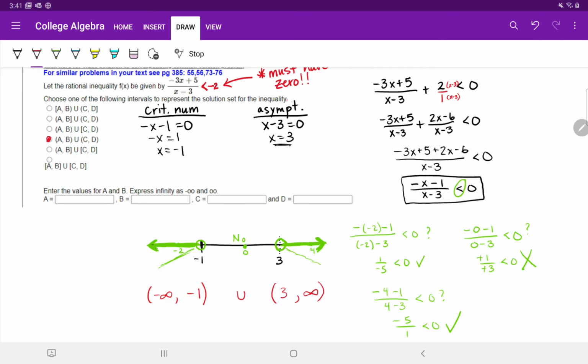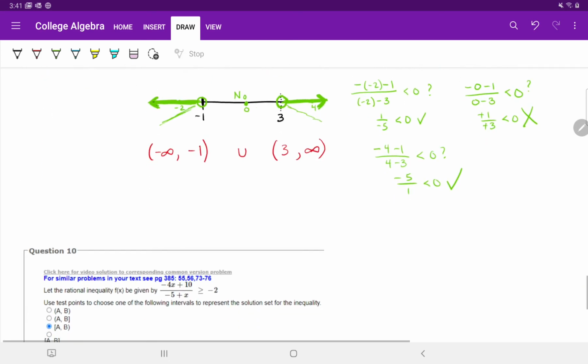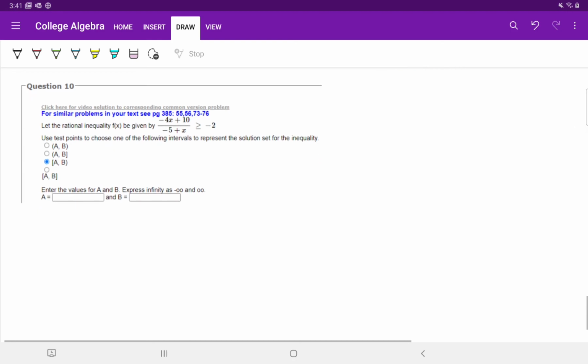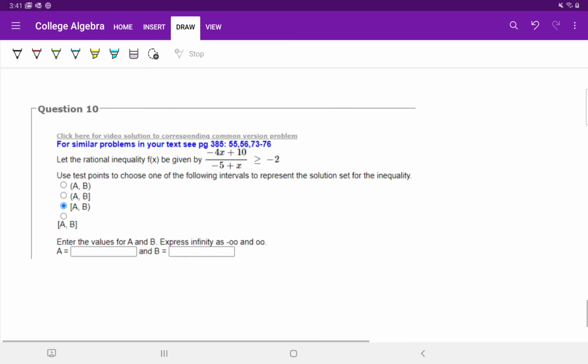This one right here. And our A is negative infinity, B is negative 1, C is 3, D is infinity. Lengthy problem. One more to do. We can handle this. I know this has been a long video, but question 10 is very much like the one we just did. Actually, it might even be a little easier.